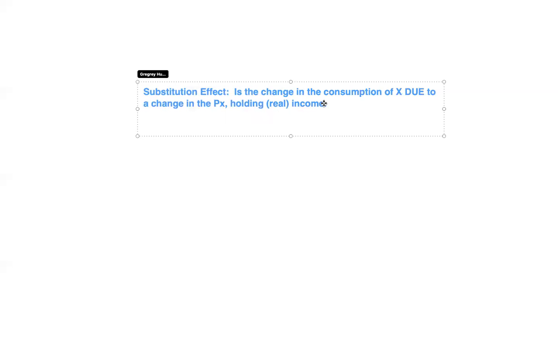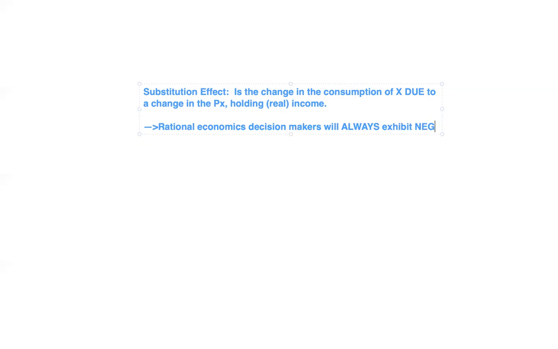And the big result in microeconomic theory, and there are a couple different ways to say it, but the simplest way is: rational economic decision makers will, now this is supposed to be super strong, always exhibit negative substitution effects.